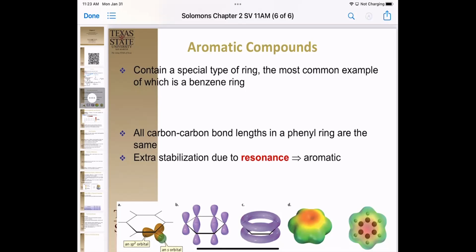So the first thing I want to talk about is the special kind, which is the simplest of them, what we call benzene. 6 carbons, 6 hydrogens.